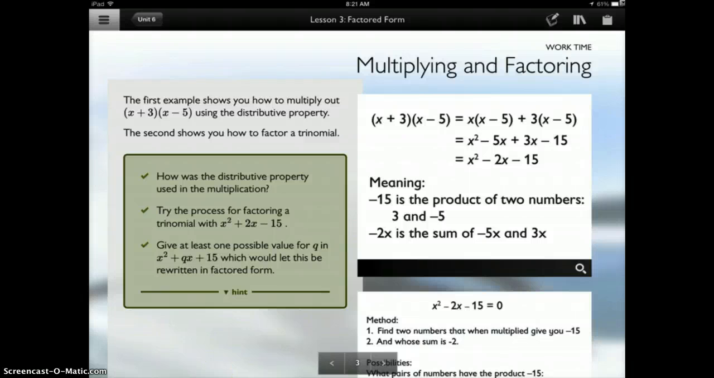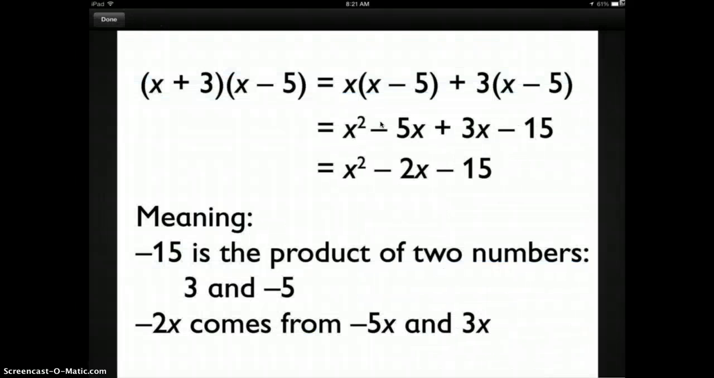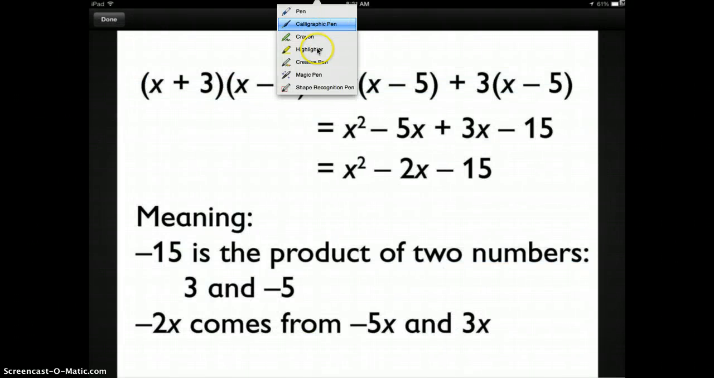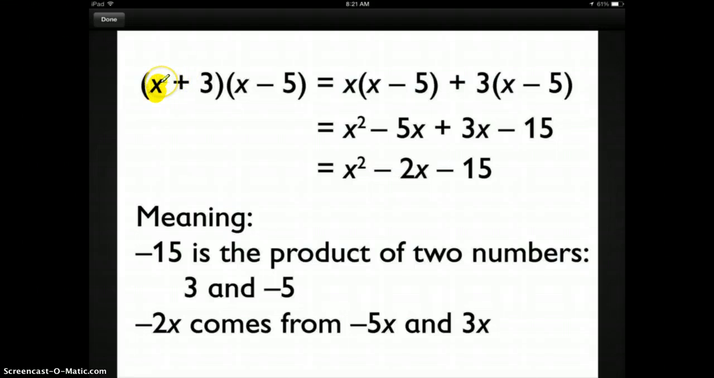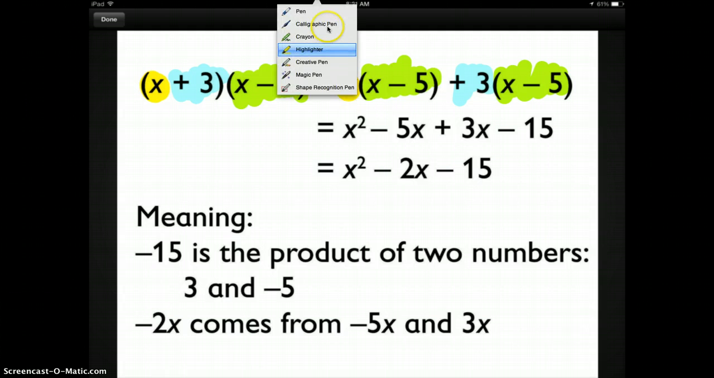Multiplying and factoring. It gives you the first example, showing how to multiply out x plus 3 times x minus 5. We usually use a different method for multiplying it out. Let me expand this a little so we can see what it looks like. This first x is multiplied by the x and the negative 5. I'll do this in green. That represents this one and this one, and this blue plus 3 is represented here. So basically they're distributing. Let's match these colors.